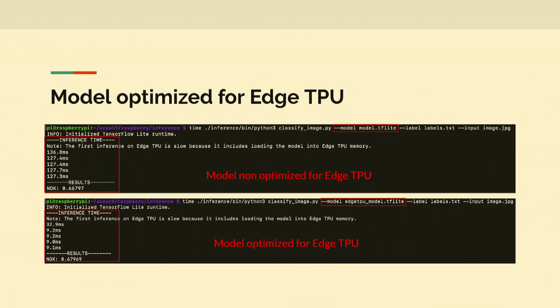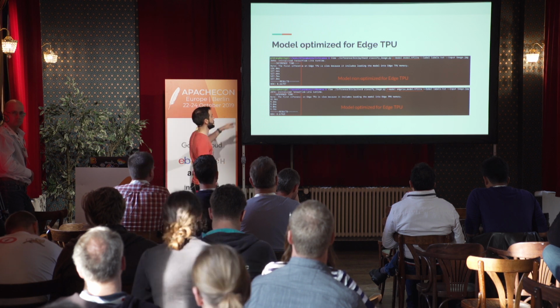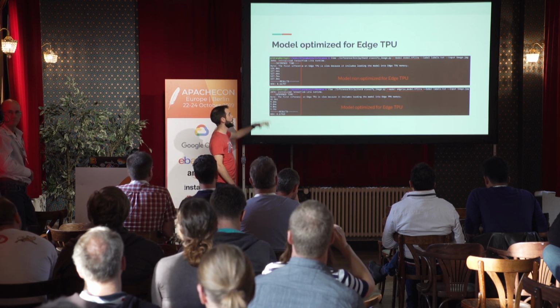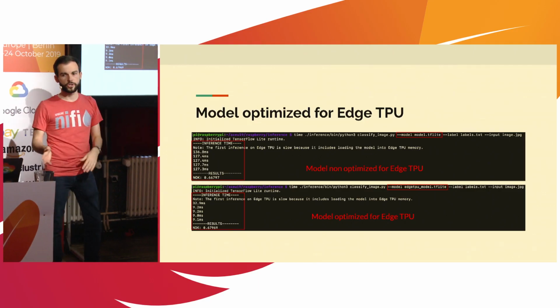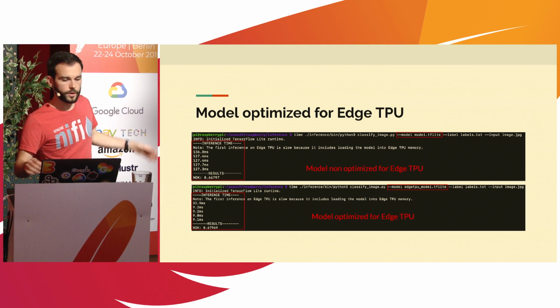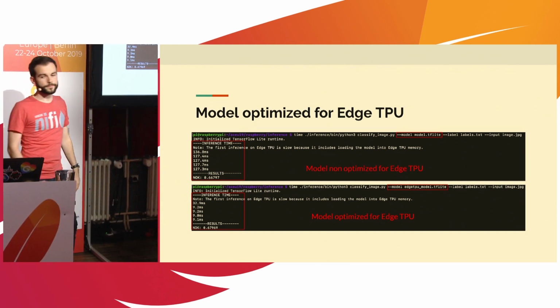So here is an example, just not to throw a number like that. The first one is when I'm using the model that you will download from the Google Cloud Vision API, which is not optimized for Edge TPU, and you will get the numbers here for the inference. And then you can also download another model which is optimized for Edge TPU, and you have the inference time, which is around 9 milliseconds.